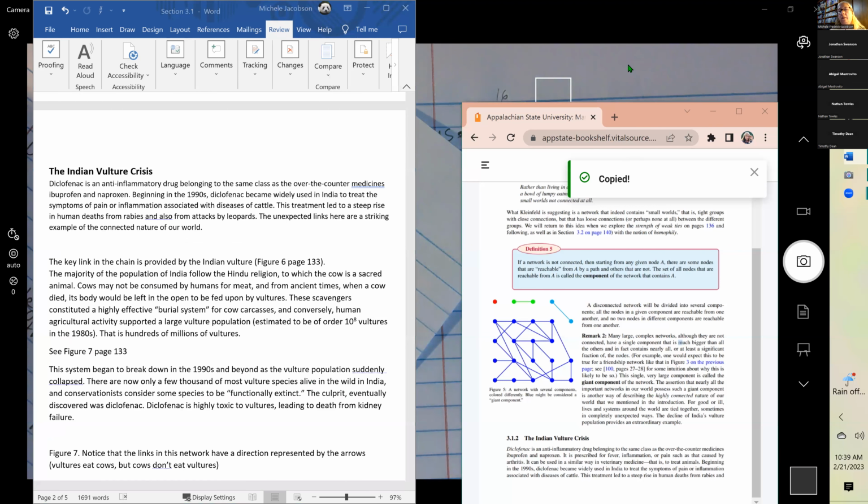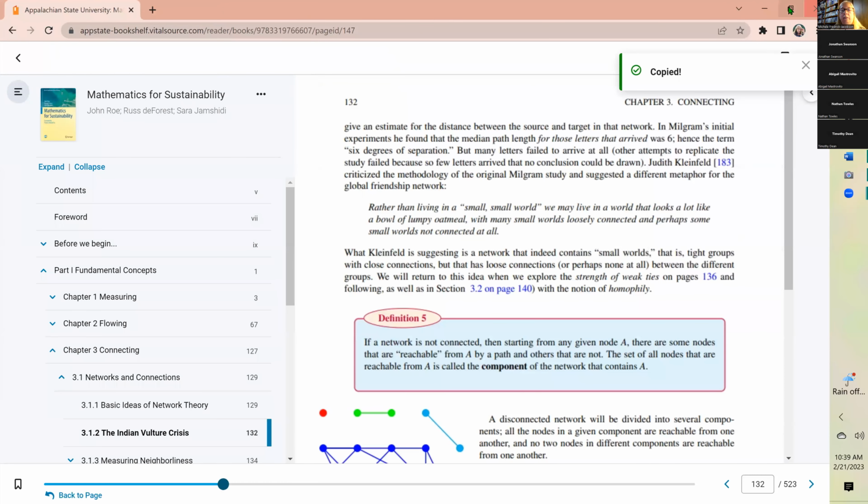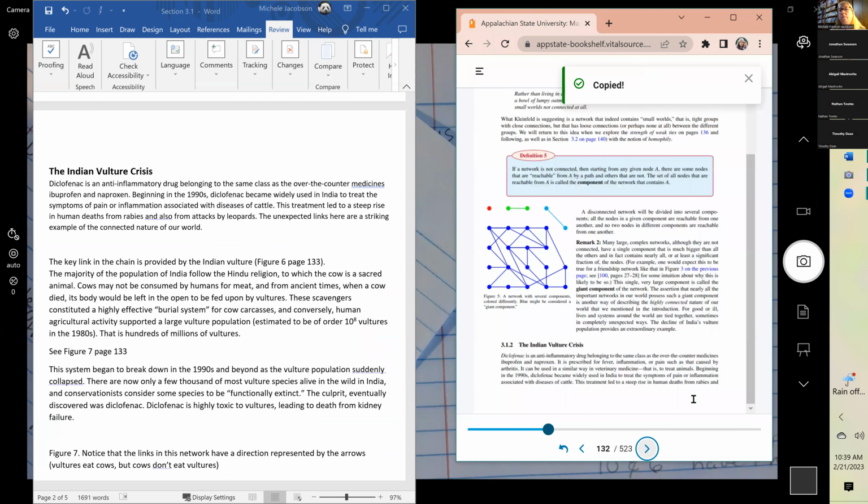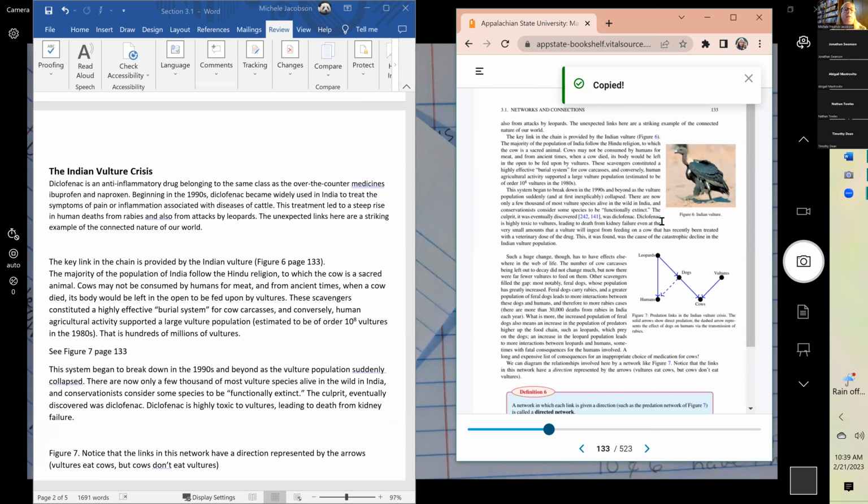So this vulture, they used to have hundreds of millions of vultures. And what happened was the cows are sacred. And so that's why they were giving them medicine for pain. And when they die, their burial system is to let them go back into the earth. They leave them out, and then vultures would eat them. And that's why the vulture population was so large.